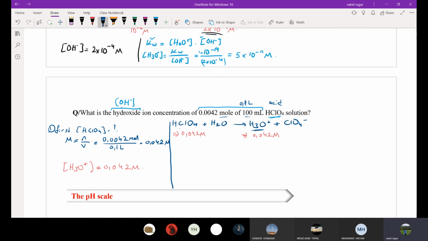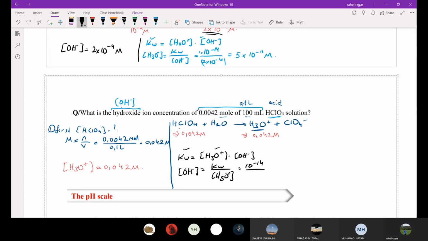Now let's find OH. How? Using Kw. Kw equals the concentration of H3O times the concentration of OH. Now we have H3O, we have Kw, we can find OH. So the concentration of OH equals Kw divided by the concentration of H3O, which is 10 to the power minus 14 divided by H3O.